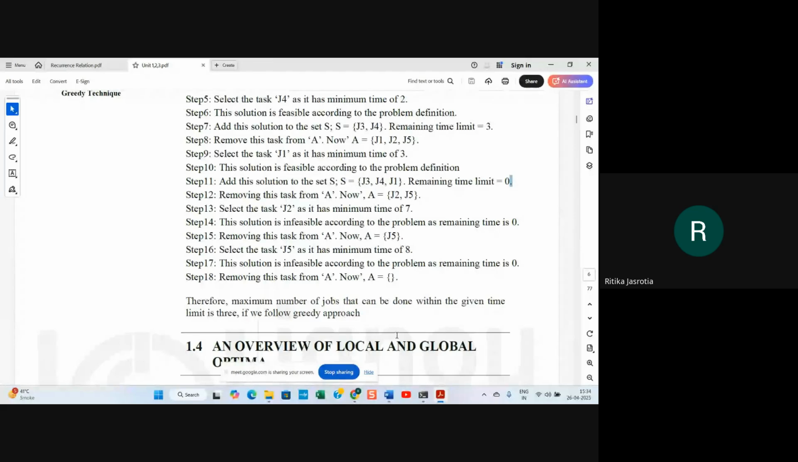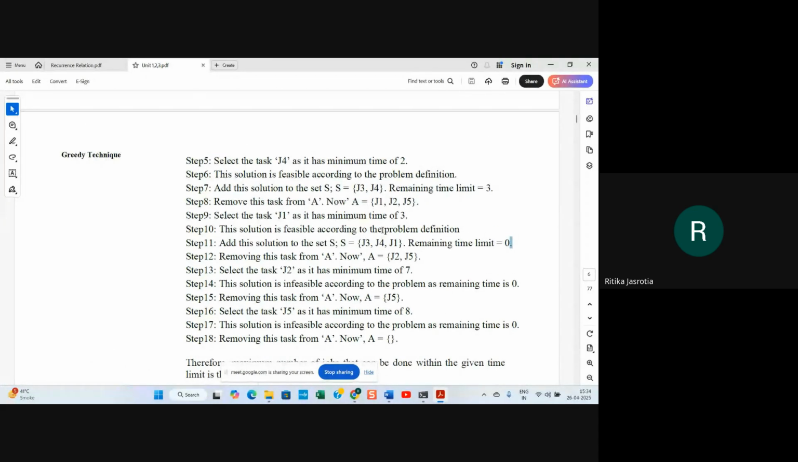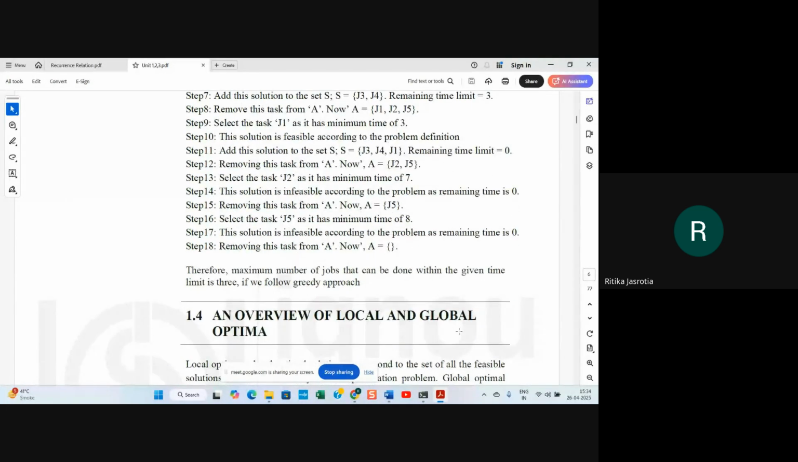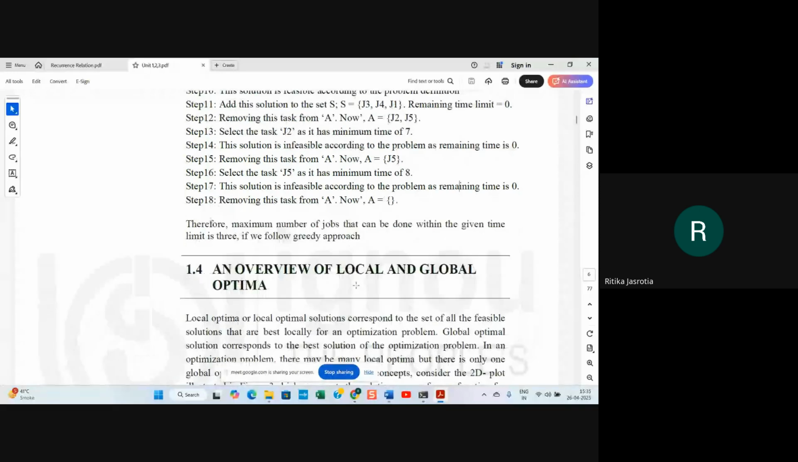So your solution set only has these jobs: J3, J4, J1. This is the final solution. Therefore, the maximum number of jobs that can be done within the given time limit is 3 if we follow the greedy approach. Just an example they asked me.